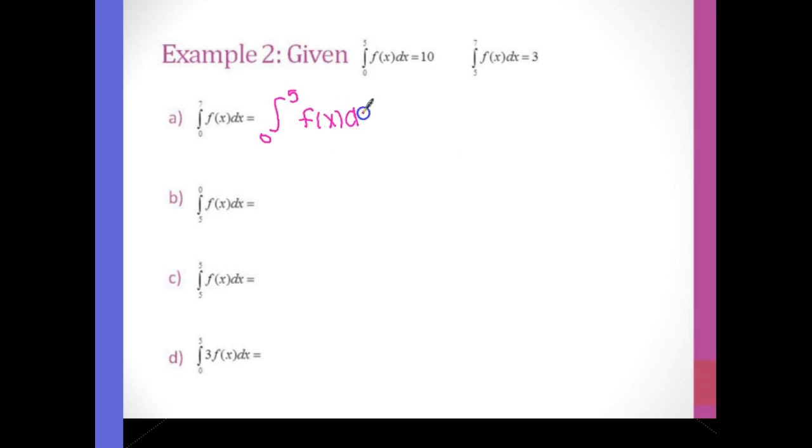All right, so we have the integral of f of x dx from 0 to 5, and then we have 5 to 7 of f of x dx. So that's 10 plus 3, or 13.